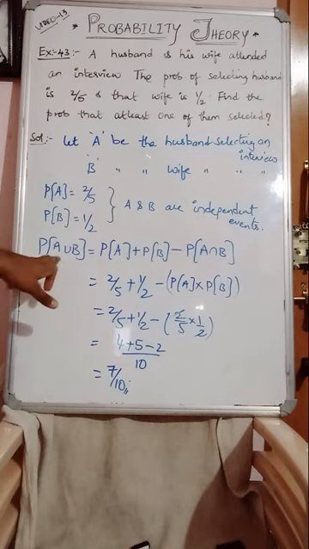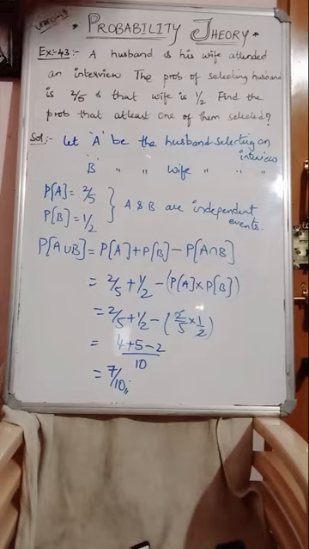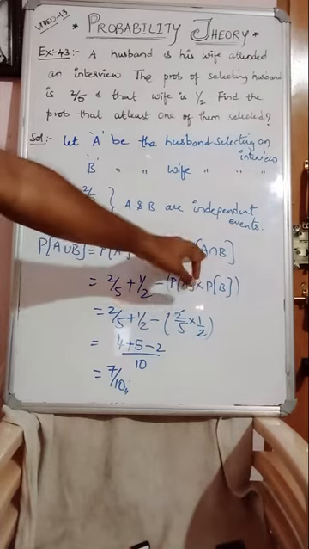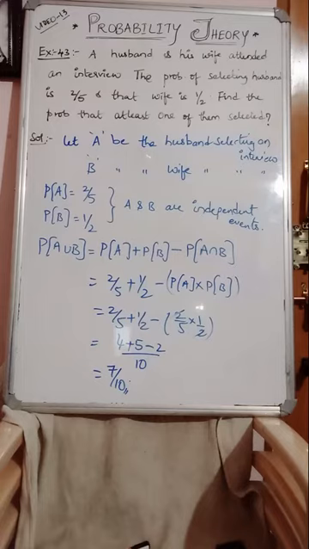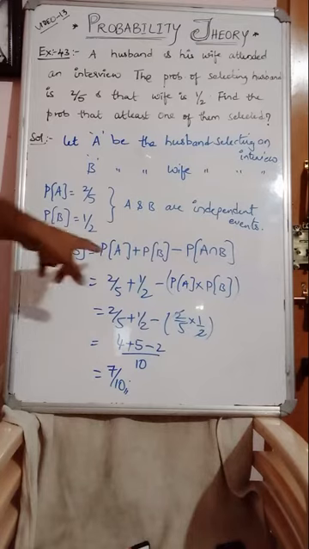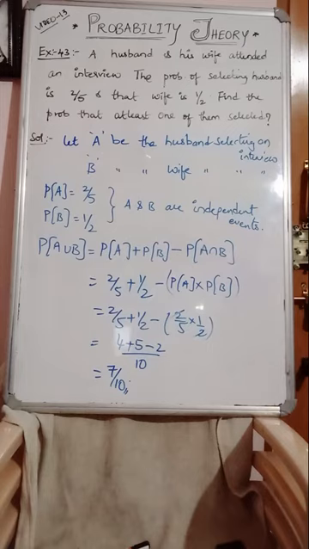Clear? Then P of A union B, at least one of them is selected, has to be calculated. At least one means either A or B, or A and B together. So this case is the non-mutually exclusive case. Are you clear, guys? It's the non-mutually exclusive formula. At least one of them: P of A union B is P of A plus P of B minus P of A intersection B. Therefore, apply that: 2 by 5 plus 1 by 2 minus P of A into P of B. Substitute those values, and you get the answer 7 by 10.